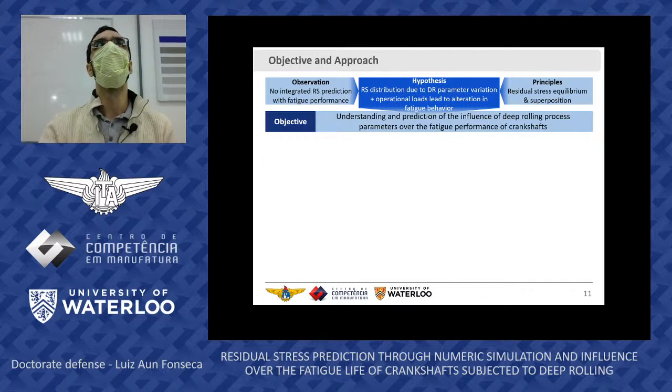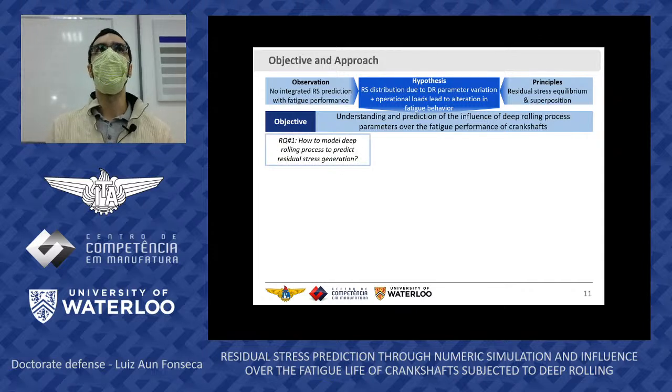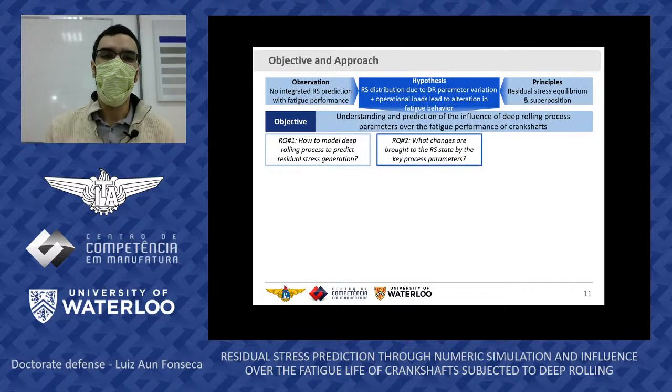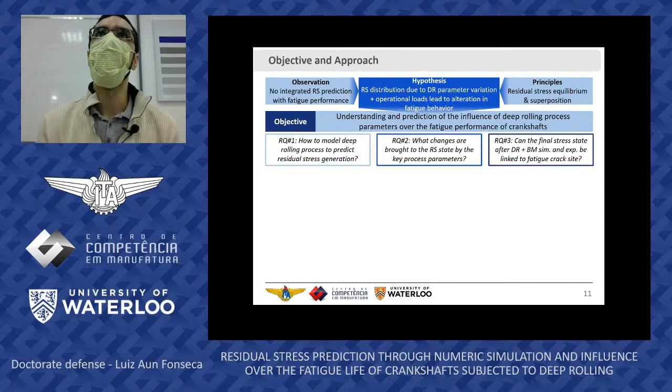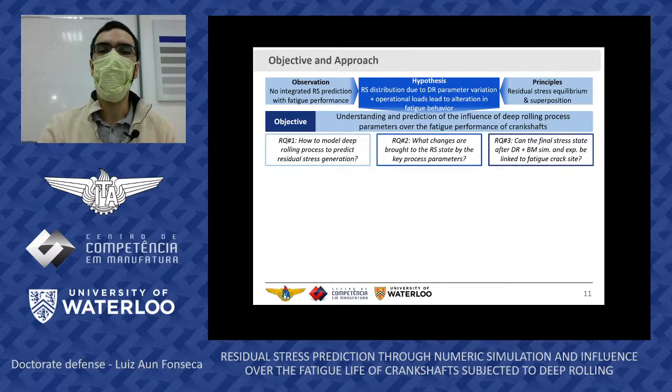So in order to reach such an objective, we have outlined 3 research questions. The first one being how to model the process to predict residual stress generation. The second one being what changes are brought to the residual stress state by varying some of the key deep rolling parameters. And finally, the third research question asks, can the final stress state after deep rolling plus bending moment simulation and experimentation be linked to the fatigue crack site?